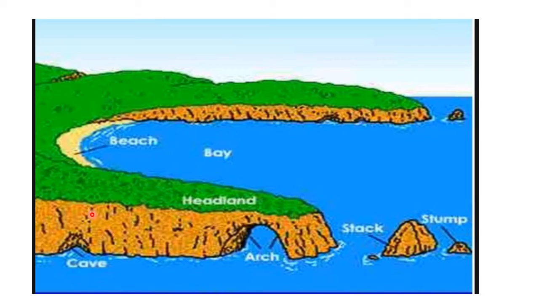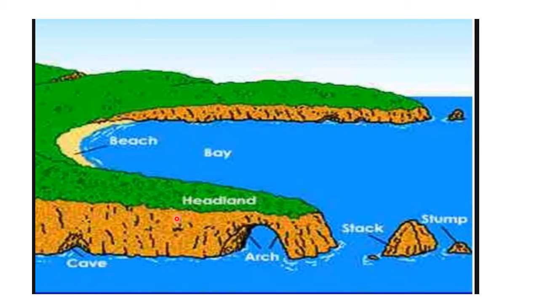That is called a sea arch. Now when the roof also collapses, it forms a stack. And when the stack is struck repeatedly and continuously by the waves, it gets shorter and shorter and forms a stump.